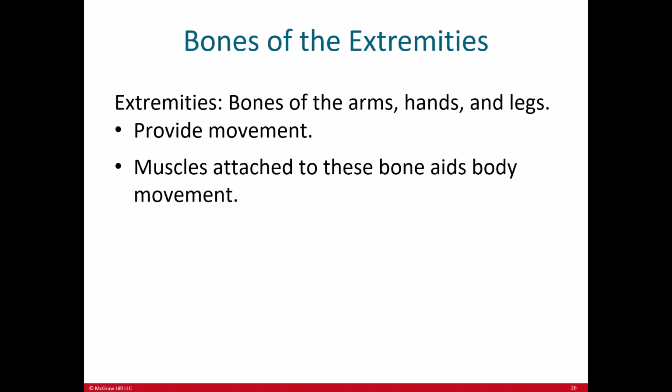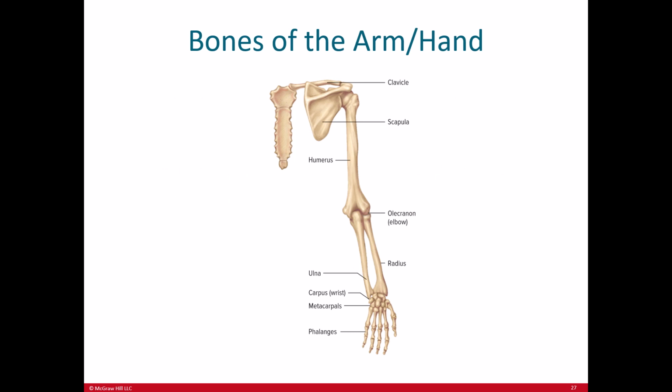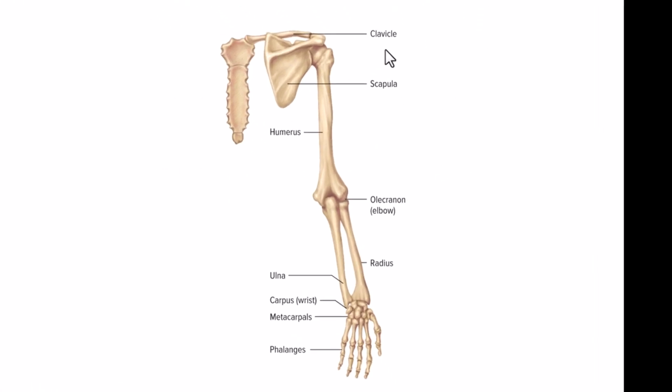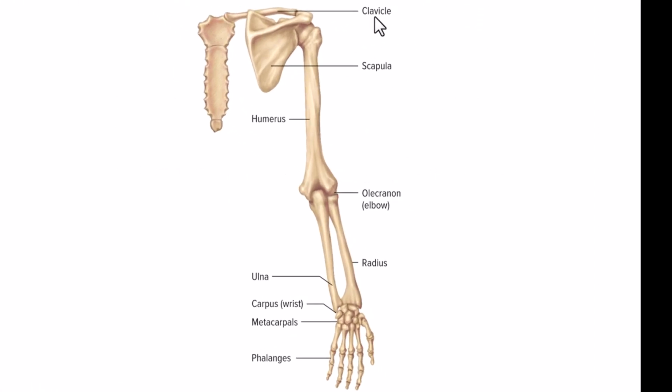Now we're going to talk about bones of the extremities. So extremity bones of the arms, hands, and legs provide movement. Muscles attached to these bones aid in body movement. Let's look at some of the bones in the arm and the hand. So here we have our clavicle. The clavicle, remember, is our collarbone. Then we have the scapula, which is our shoulder blade. Humerus. Then we have the radius and the ulna.